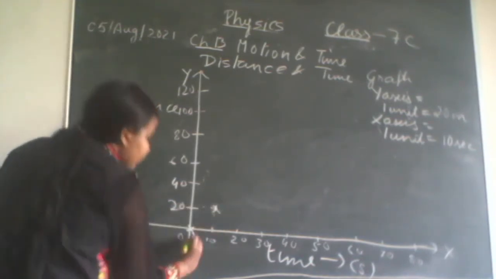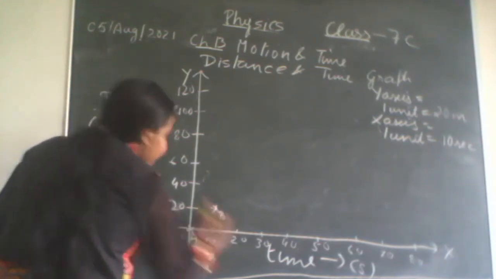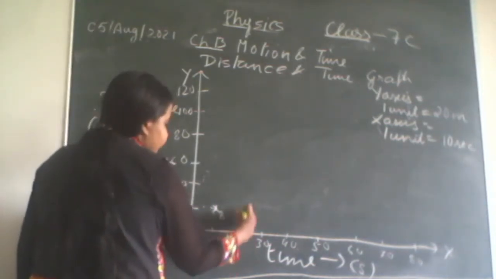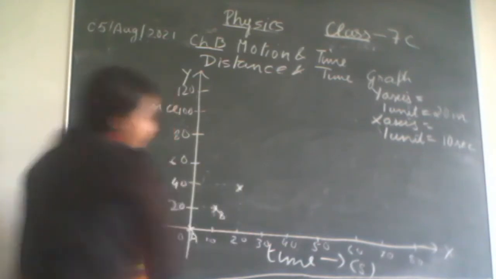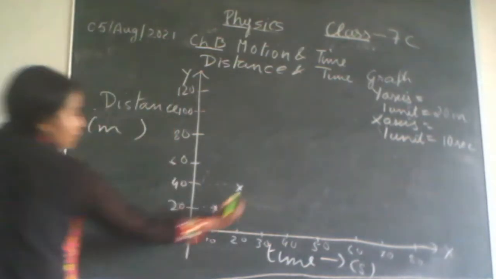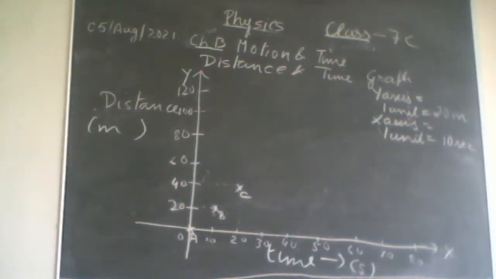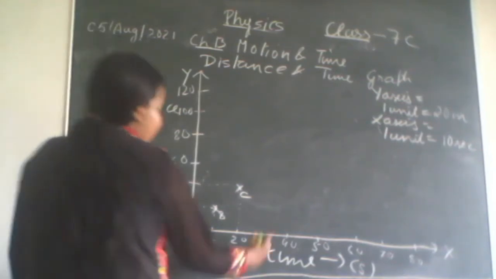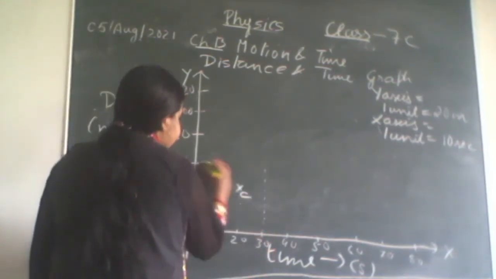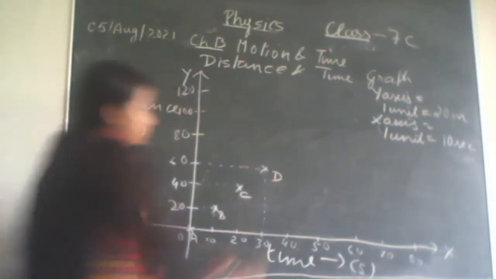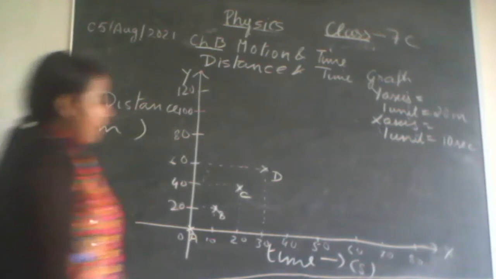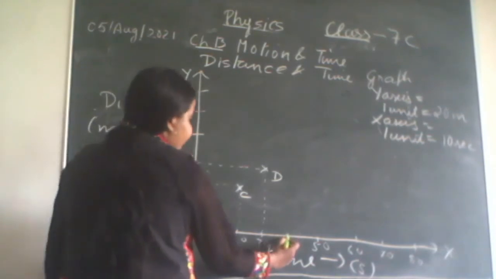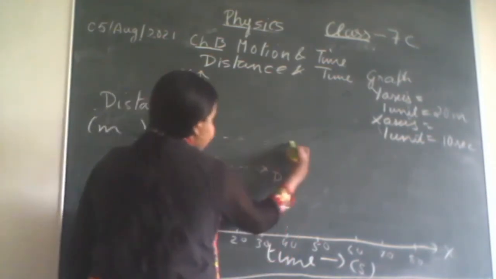So let's label this as A, this as B, and this one as C. Now, the next data is 30 seconds, 60 meters. At 30 seconds, I was at 60 meters. Am I correct? Then at 40 seconds, I was at 80 meters. Am I correct? This is the intersection point.